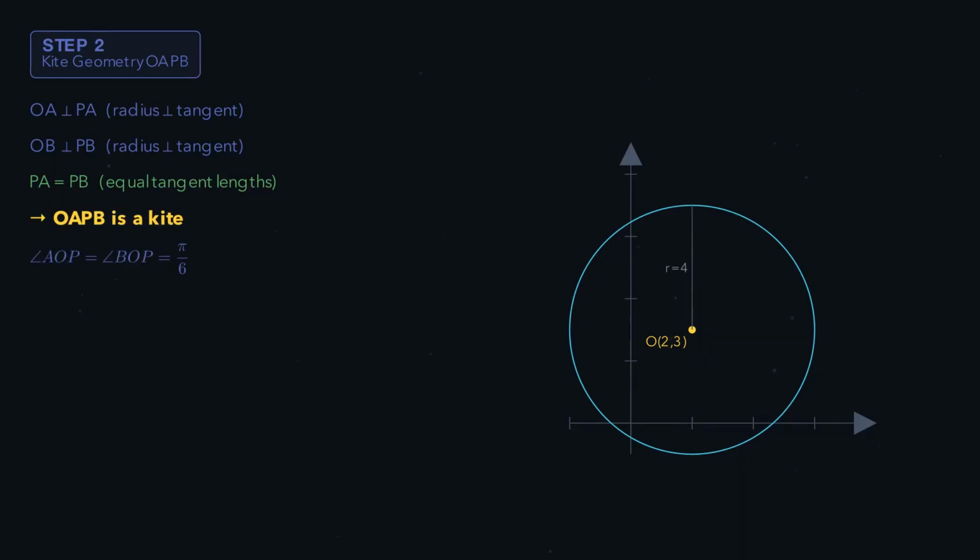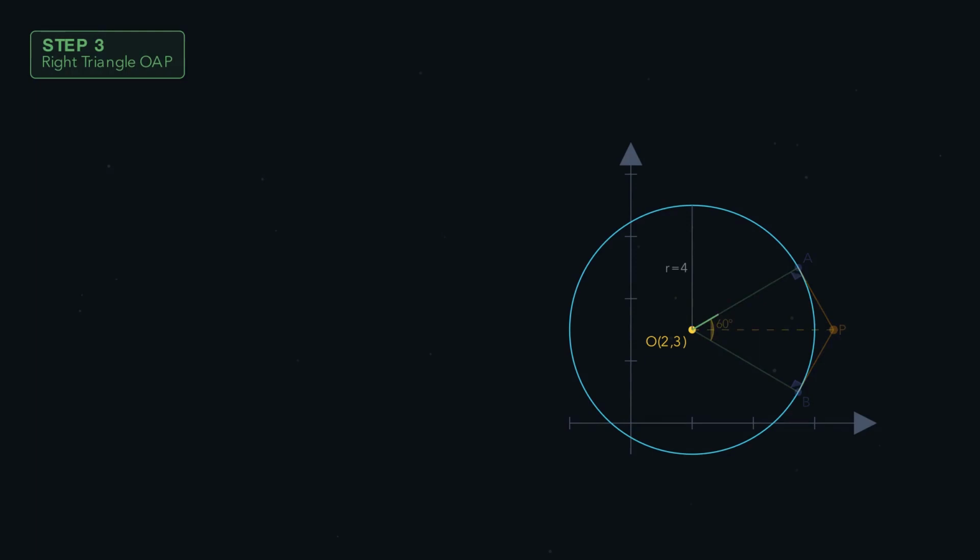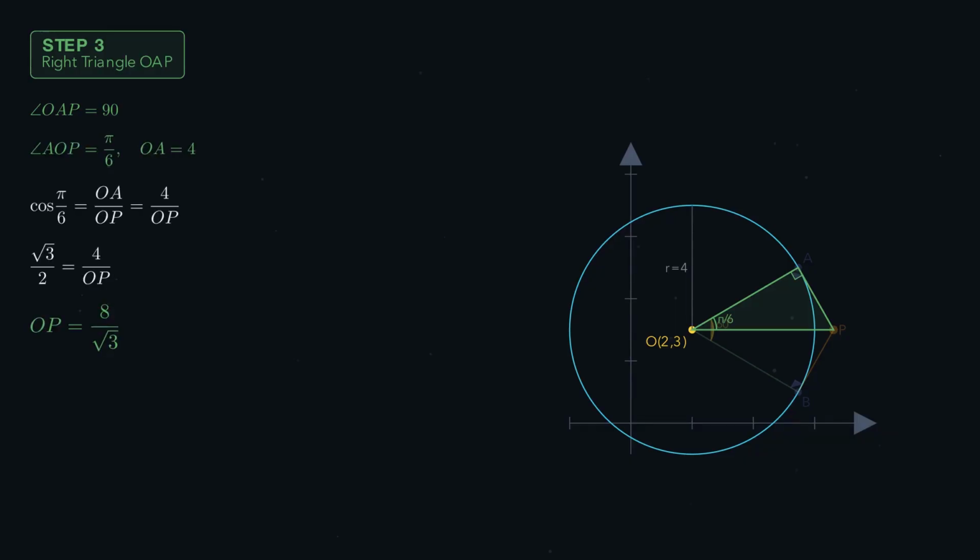Now set up the geometry. From external point P, we draw 2 tangents touching the circle at A and B. Both radii are perpendicular to their tangents, and both tangent lengths from P are equal. So the 4 points form a kite, and in a kite, the main diagonal bisects the top angle. Since the angle at the center is 60 degrees, the kite bisects it to 30 degrees each side.